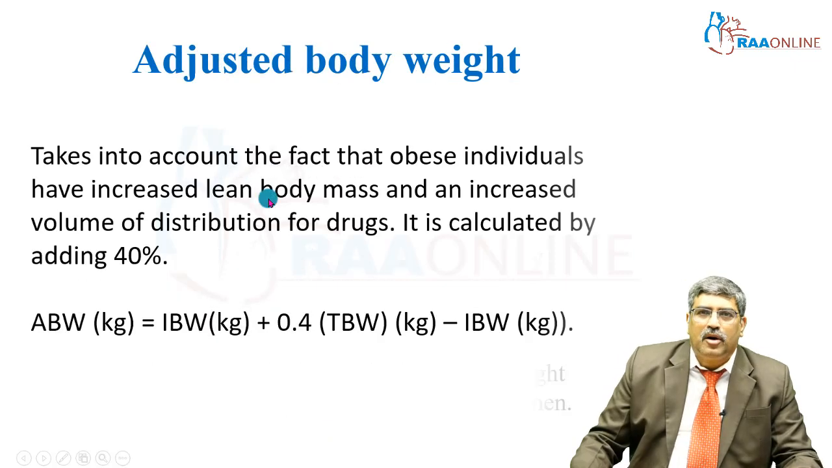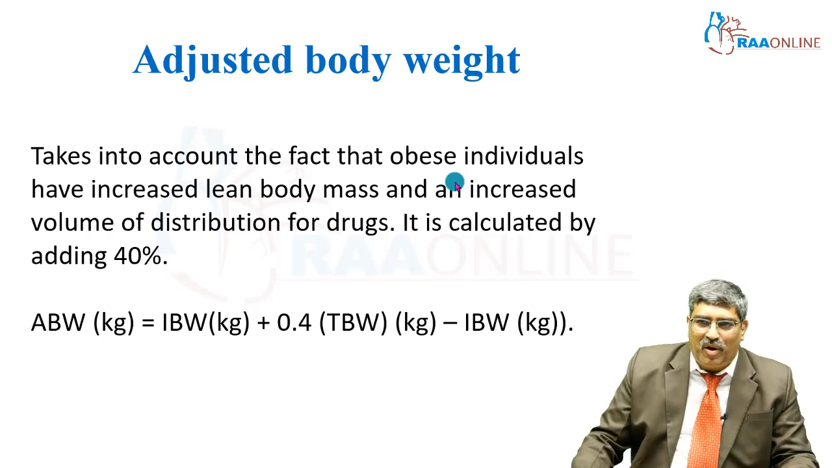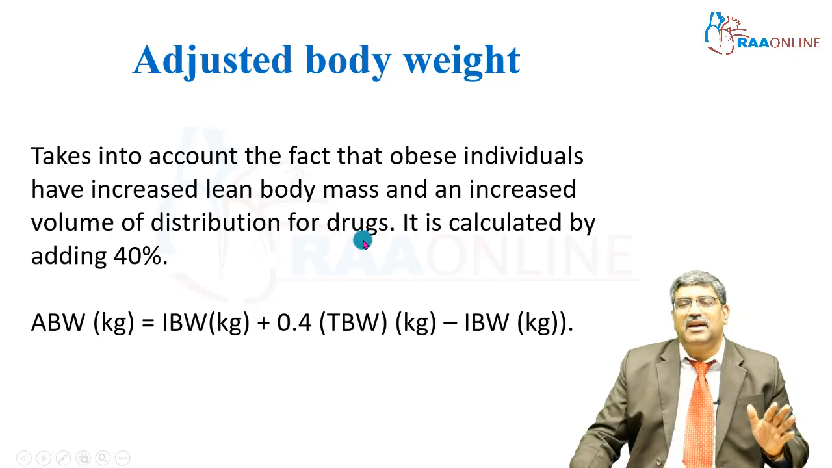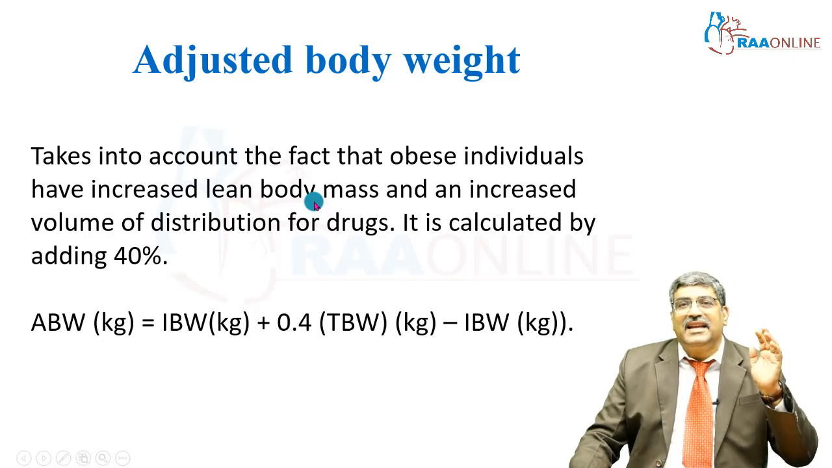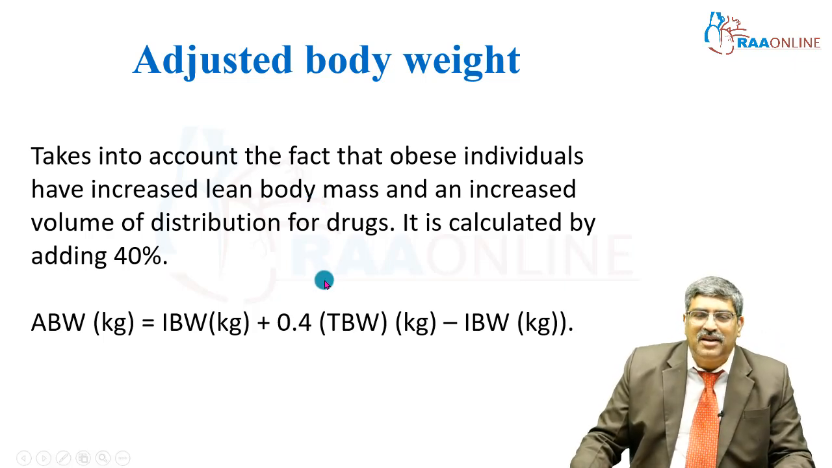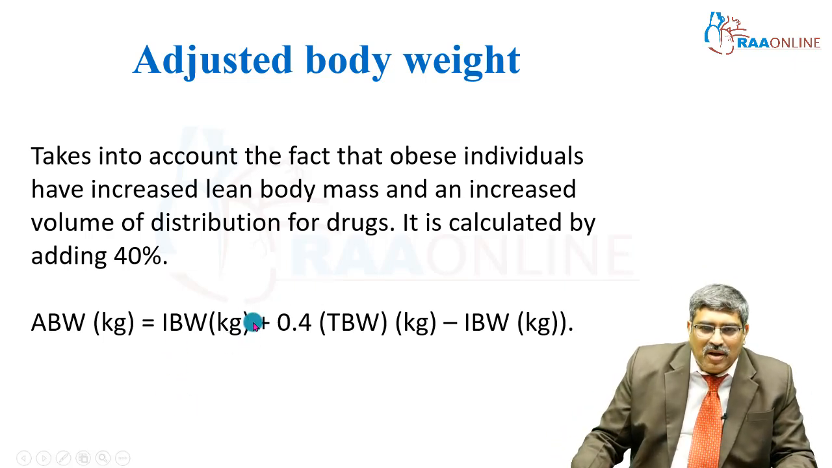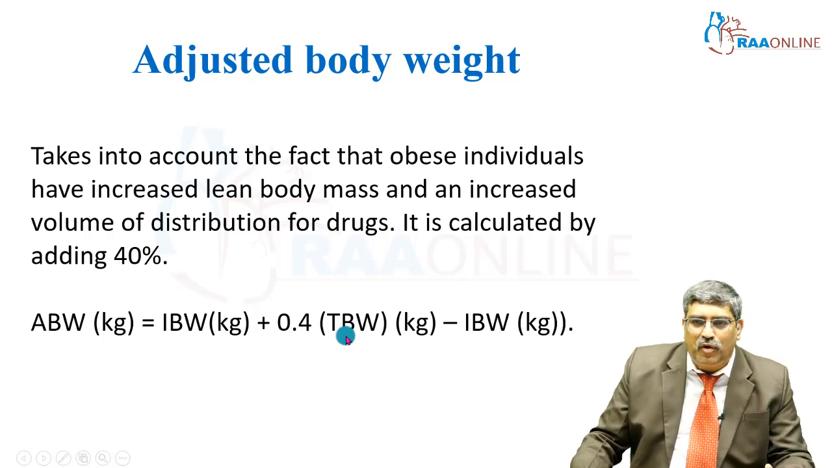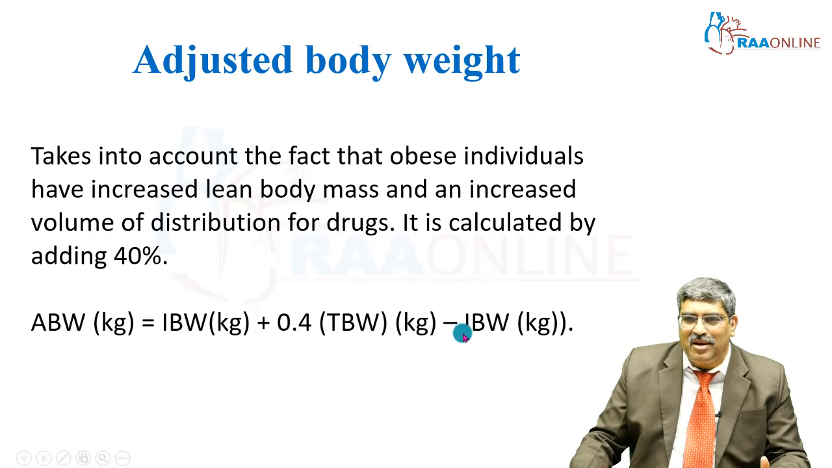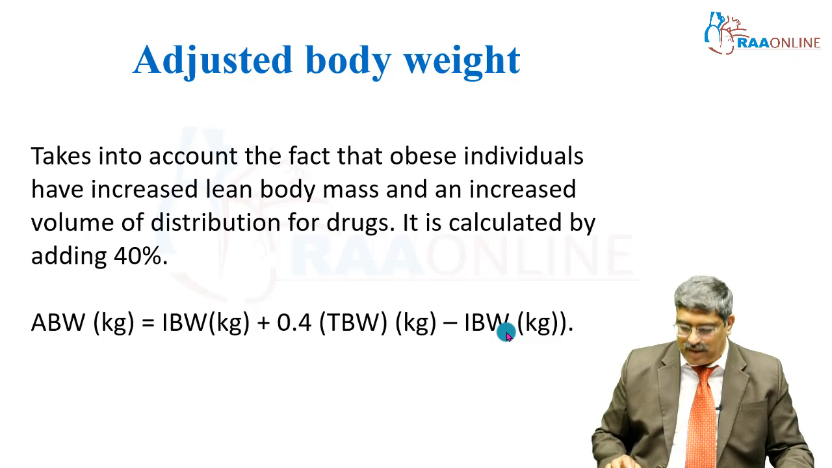Now coming to one more variable, which is called the adjusted body weight. Here we assume that obese individuals have increased lean body mass and increased volume of distribution. It is calculated by adding 40%. So it is calculated by ideal body weight plus 0.4 times the total body weight in kilograms minus ideal body weight. This is how you calculate the adjusted body weight.